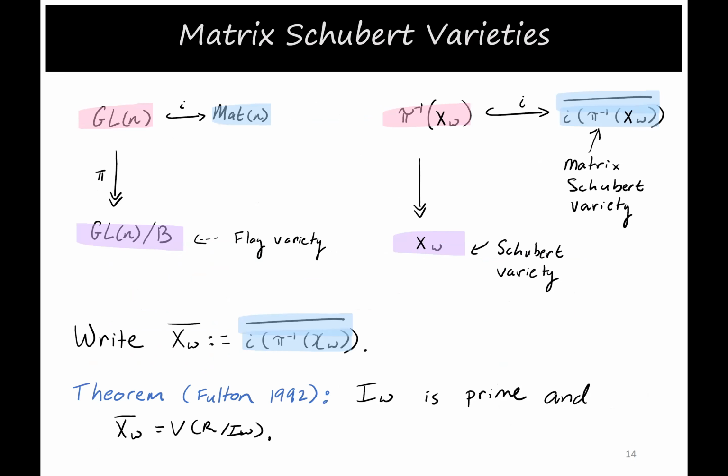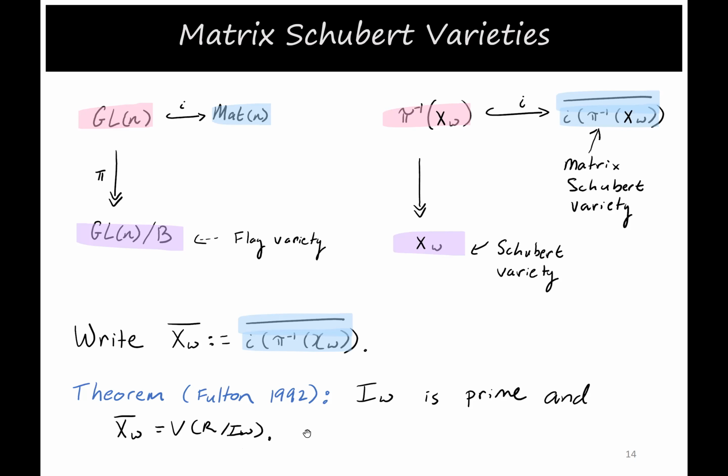Then these are connected to matrix Schubert varieties, which bring us back to Schubert varieties in the flag variety. What a matrix Schubert variety is: we take this Schubert variety that's living down in the flag variety, and we pull it back along the natural projection from the general linear group down to the flag variety. When we pull back the Schubert variety, we can also include it into matrix space, because every invertible matrix is just a matrix, and take its closure. When we do this, we get an affine algebraic variety, and this is what Fulton called a matrix Schubert variety.